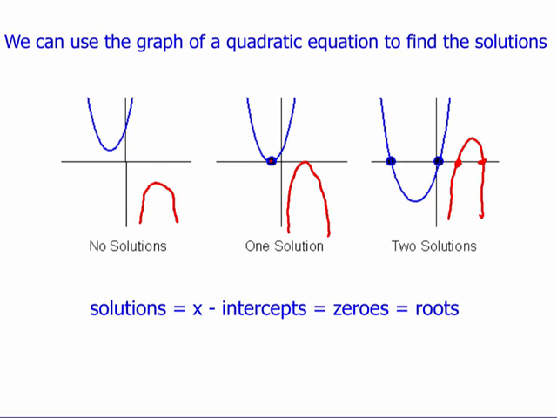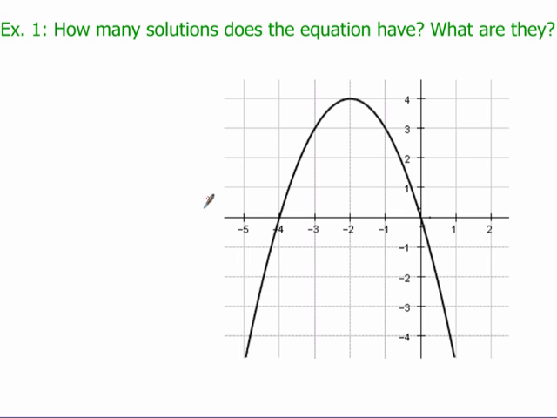So that being said, let's look at example 1. Example 1 says, how many solutions does this equation have, and what are they? Well, we can notice this is a downward opening parabola, so we know that a is a negative number. Okay, that's not something that matters to the problem, but it's just something you should know. A is negative because it opens downwards. All right, how many solutions does it have? Well, it crosses the x-axis once and twice, so it has 2 solutions.